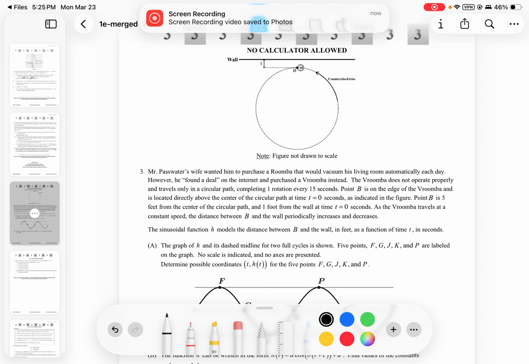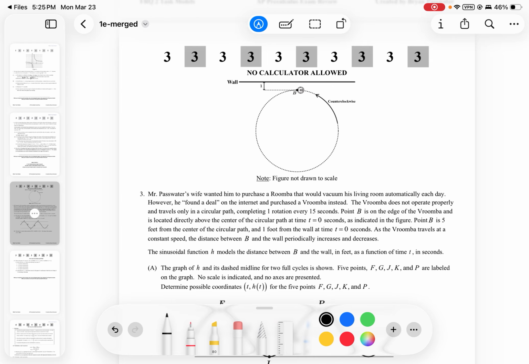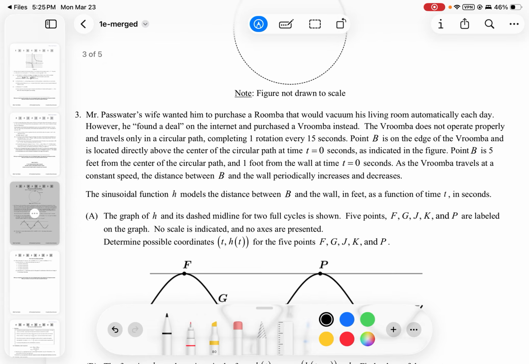All right, welcome to the calculator inactive section of this FRQ practice. We're going to take a look here at FRQ 3. Always start by reading the question.